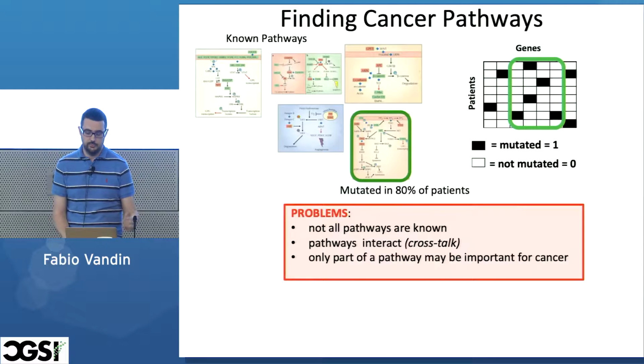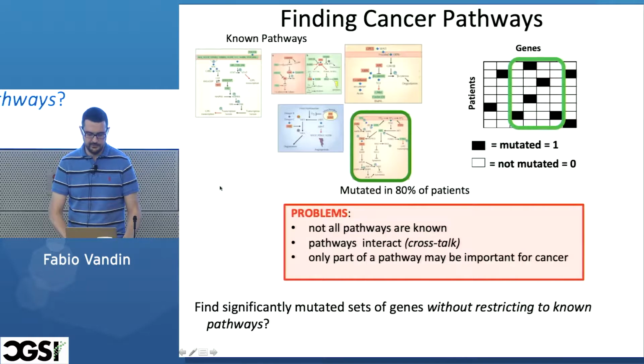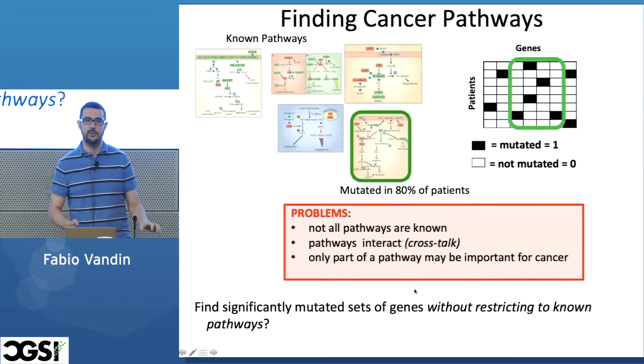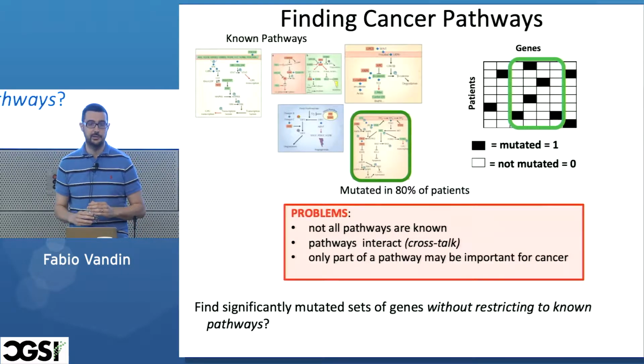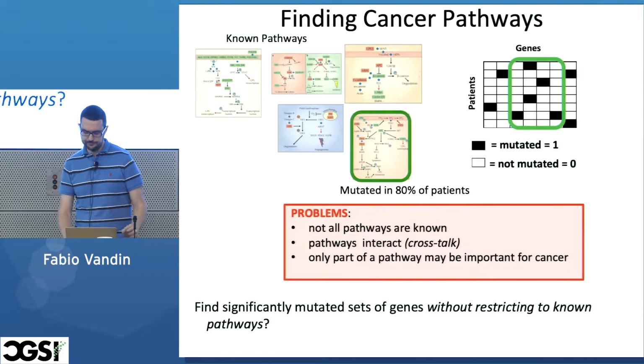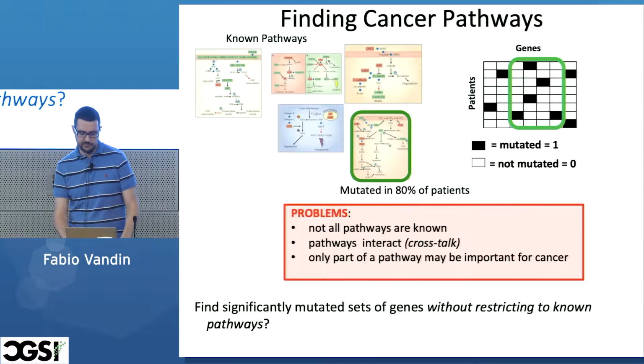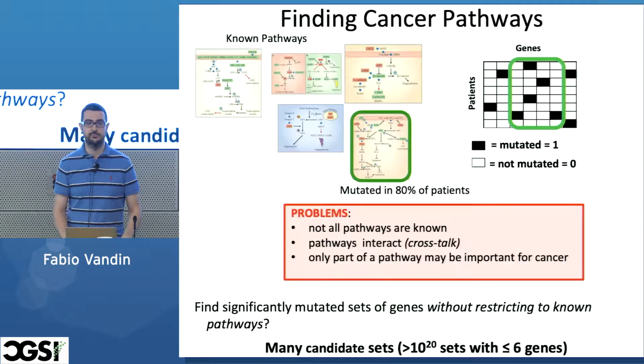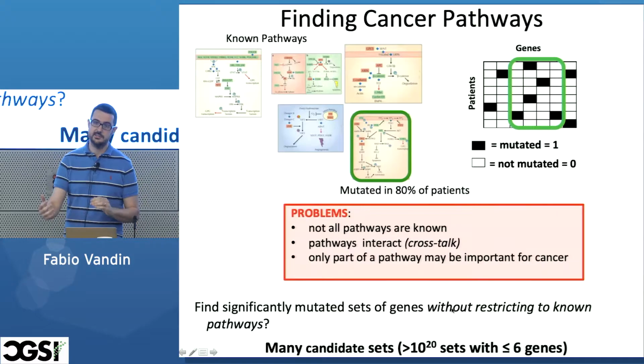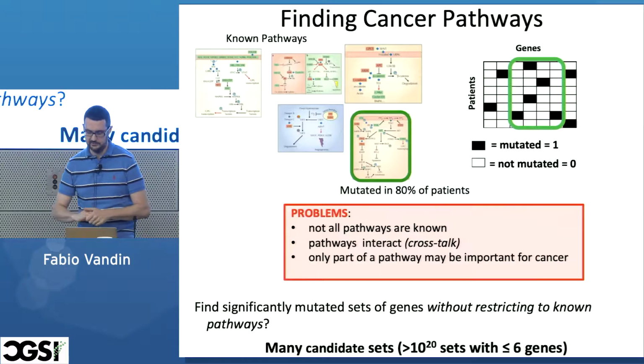Okay, so something I've worked on a lot in the past years is how to try to find these mutated sets of genes, these pathways, without restricting to known pathways. So without relying on the information in databases that tell you what the pathways are and what their function is. The problem when you move from using known pathways to not relying on this type of information is that there are many candidate sets. For example, if you were to screen all possible subsets of at most 6 genes, there are more than 10 to the 20 sets, and this poses a problem both computationally and statistically.